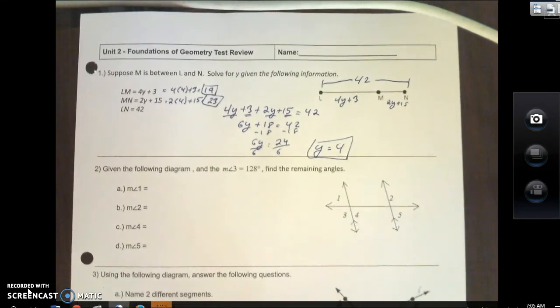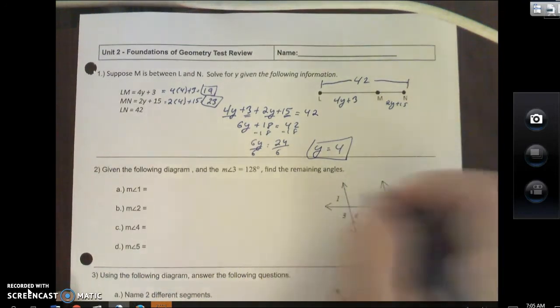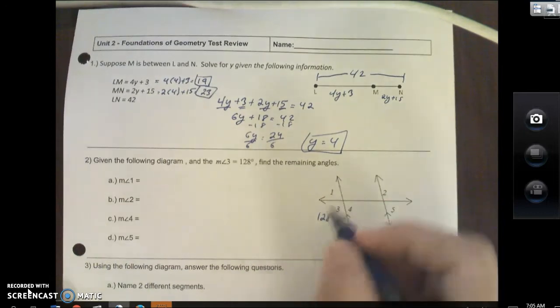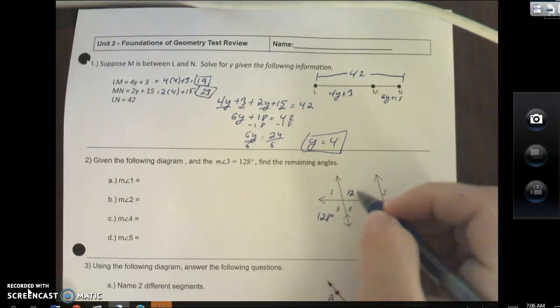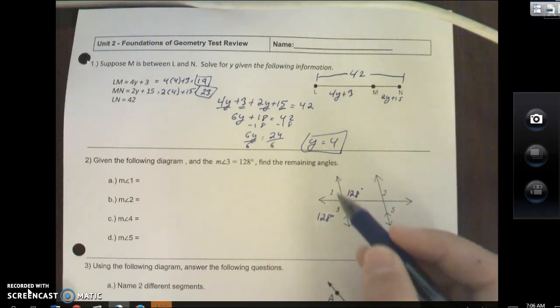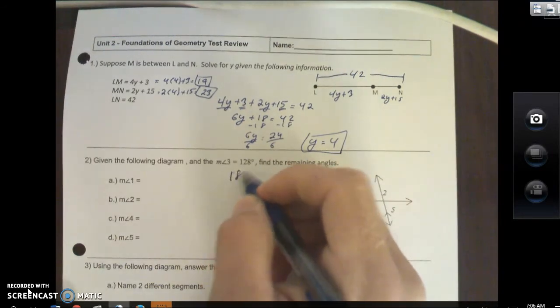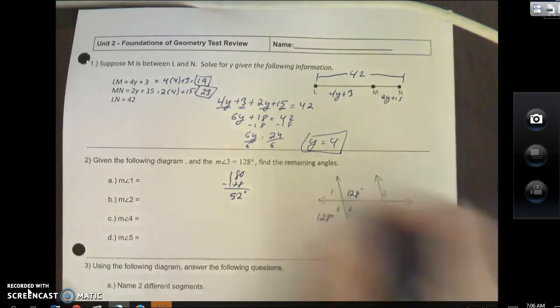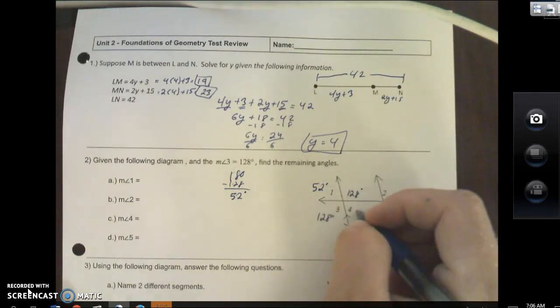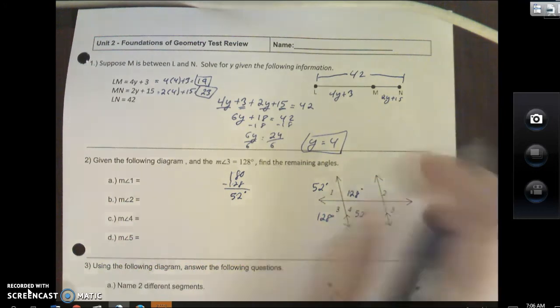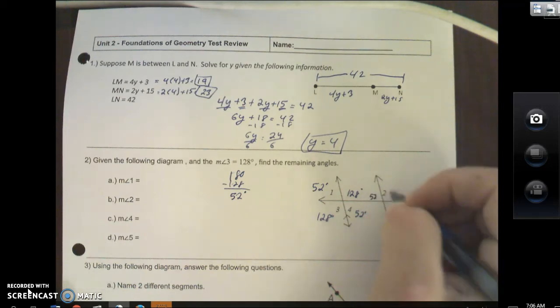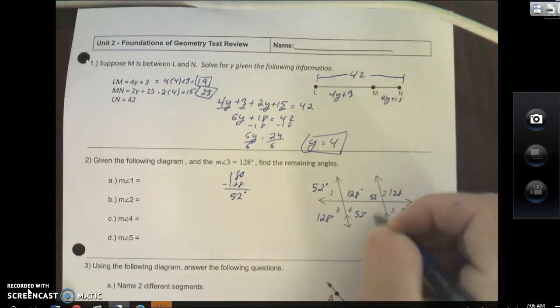Awesome. Number 2. Given the following diagram and the measure of angle 3 is 128, find the remaining angles. Okay, so we're going to play a little game. We're just going to hop things around. If this is 128, this is 128. What does a straight line equal? A straight line equals 180. So I can do 180 minus 128, and I can get 52 degrees. So this is 52 degrees. This is 52 degrees because of vertical angles. And then I can basically take this, pick it up, and move it right over here. So this corner is 52, 128, 52, 128.